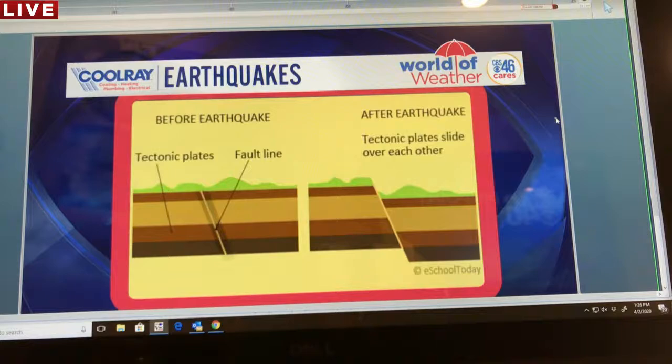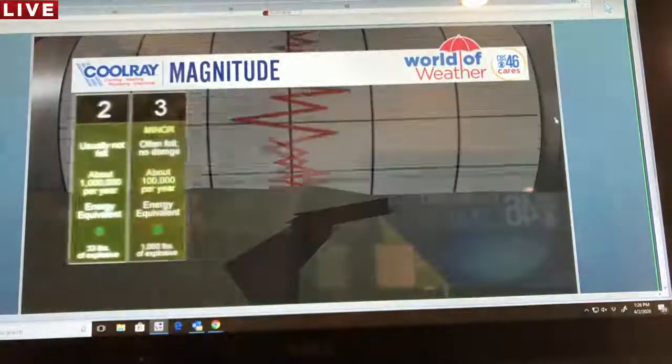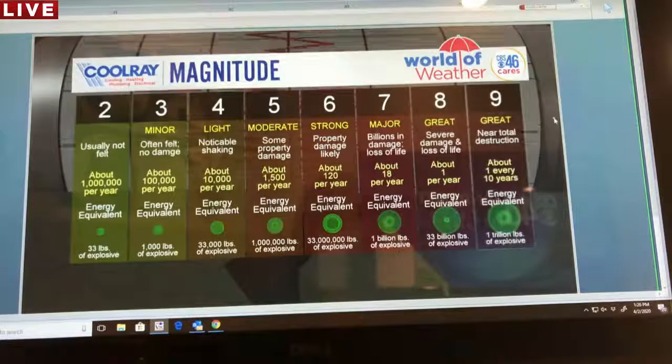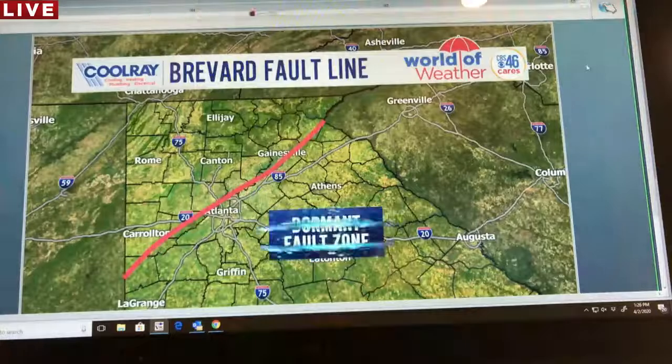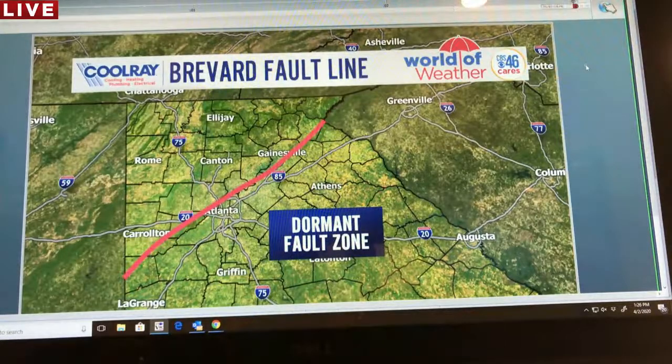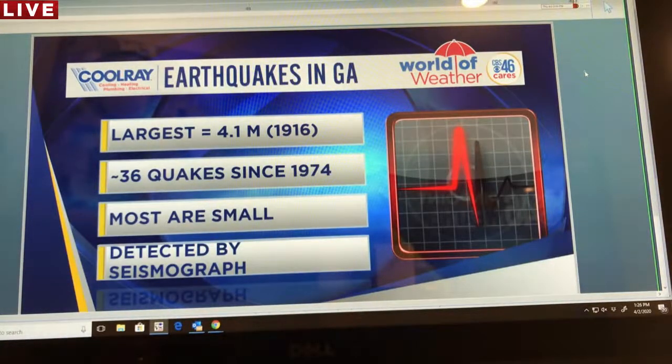Again, earthquakes. So we see the before the earthquake, after the earthquake. We talk about the different magnitudes of earthquakes. I'm going to go quickly past this. We talked about the Brevard fault line. Again, it's dormant. It last had movement 185 million years ago. Okay, so this is where we were. We've had about 36 earthquakes since 1974. So we've had quite a few, not a ton, but we've had some, but they've been very, very small.